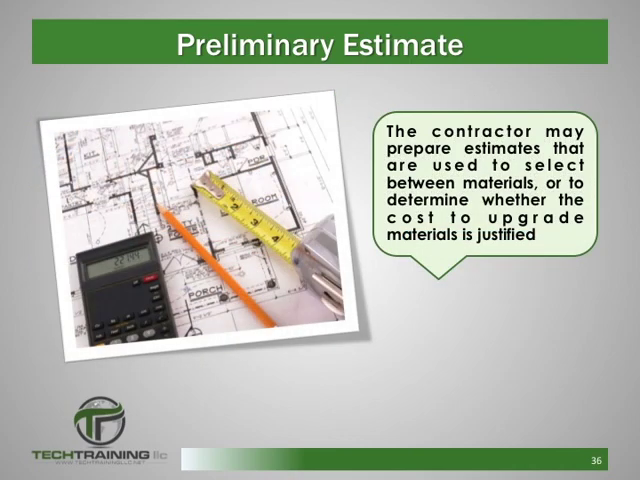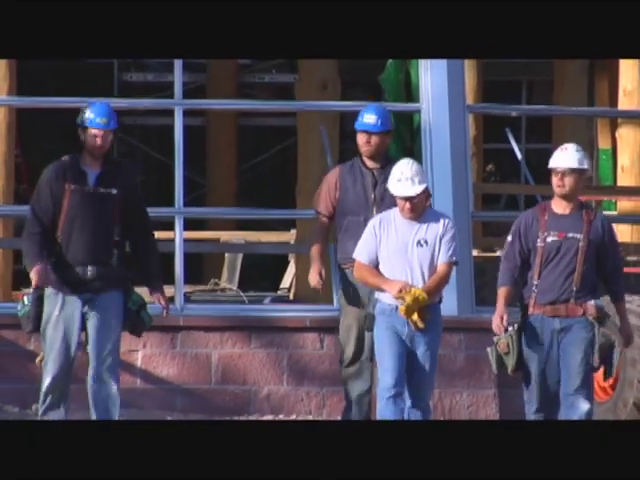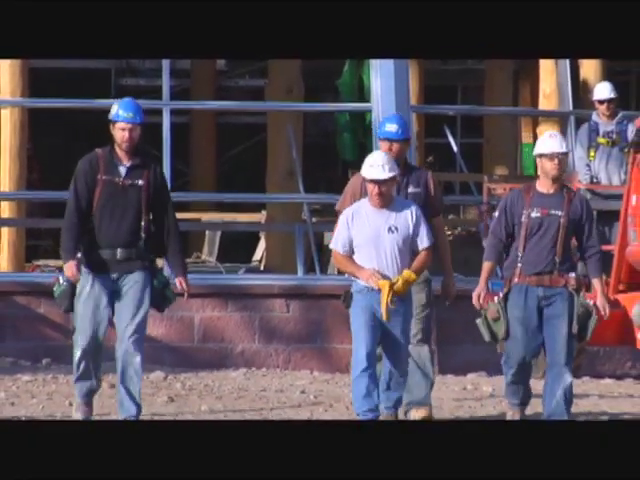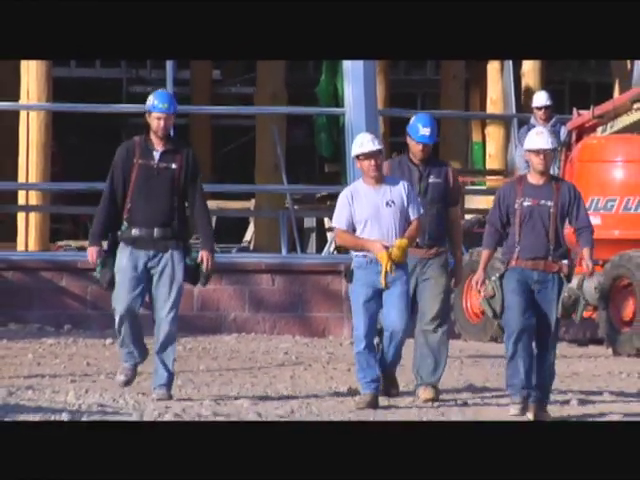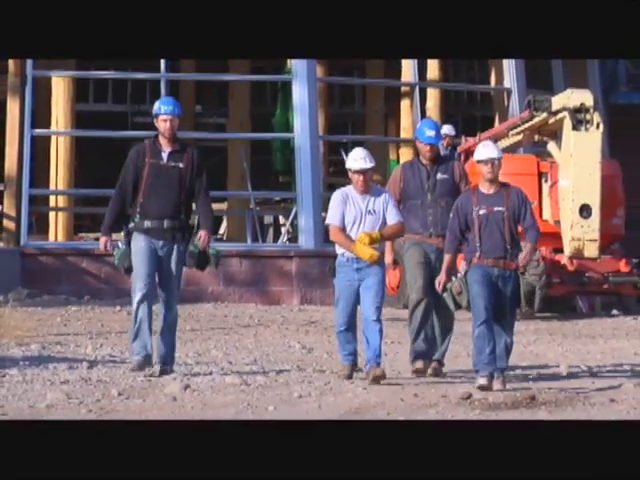At this point in the project, an estimator may be preparing estimates that are used by the contractor to select between materials or to determine whether the cost to upgrade the materials is justified. What these types of estimates have in common is that the design is incomplete. Once the design is complete, the estimator can then prepare a detailed estimate. And a quick reminder, there are exceptions to these rules, especially when using delivery methods such as design-build, where the design is being completed while construction proceeds.